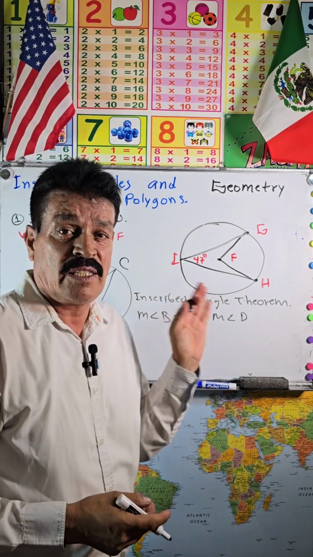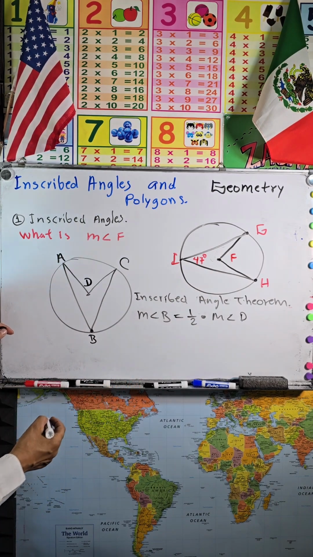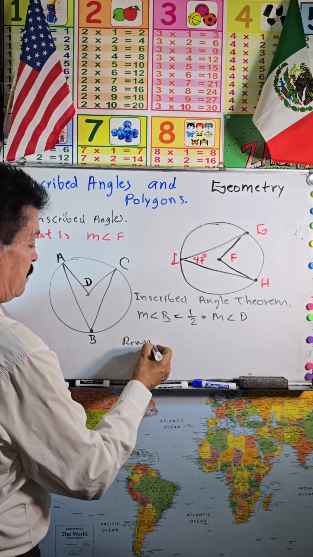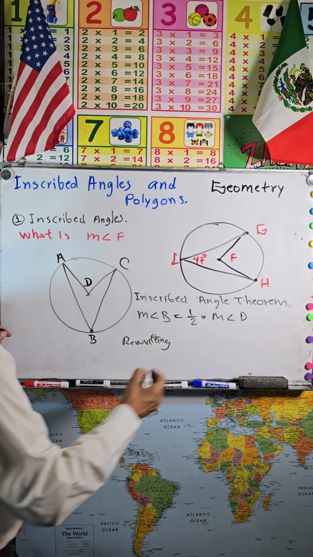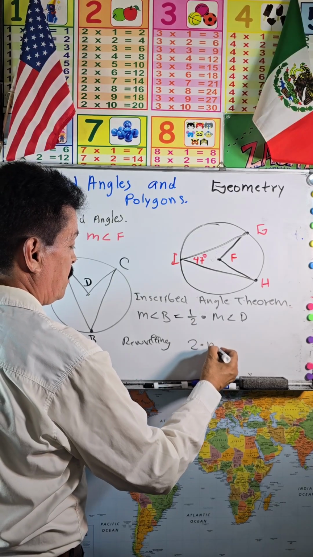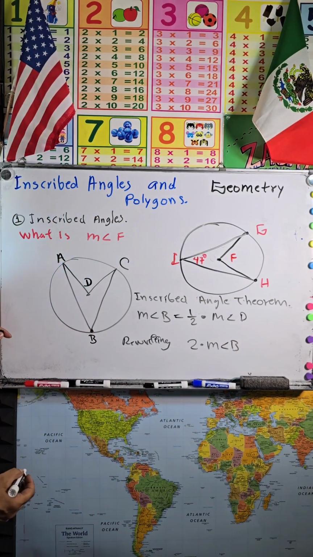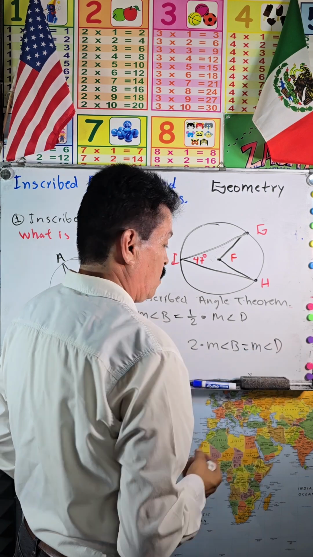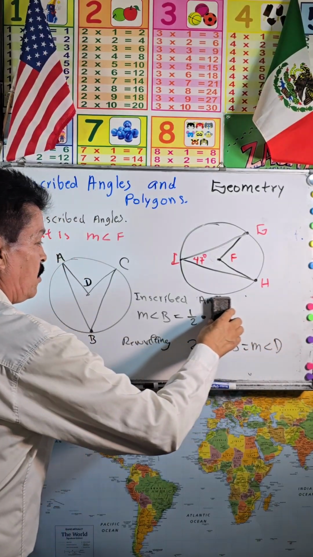We are going to follow this formula to find the answer in this question. Number 2, this can be rewritten. So rewriting: 2 times the measure of angle B equals the measure of angle D. So something like this. All right. So then let's solve the first problem.